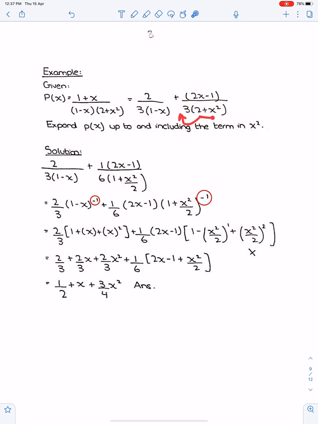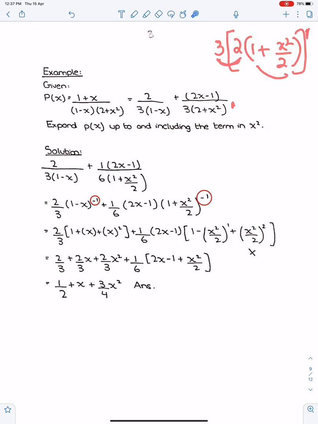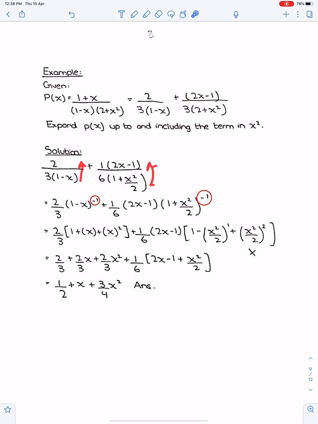6, 1 plus x square upon 2. Let me do this here. 2, 1 plus x square upon 2 whole power 1. So this will become 6, 1 plus x square upon 2. Well, we never expand the expansions in denominator. We always bring the expansions in numerator and then we expand them. So first bring this expansion in numerator, and this one also. So bring both the expansions in numerator.